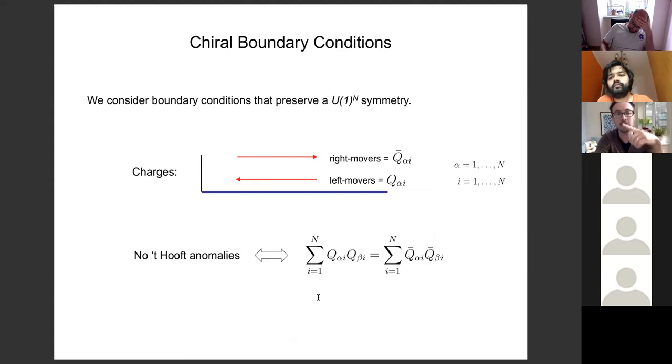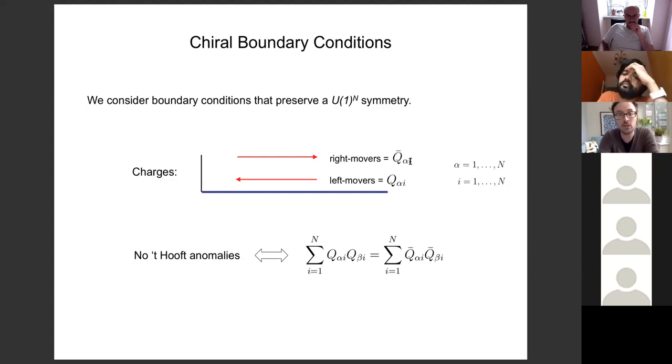All right, so this is the setup I'm going to be using. We're going to have n Dirac fermions, or 2n Majoranas, and I want to preserve a U(1)^n symmetry. So it's a maximal abelian symmetry for these Dirac fermions. The right movers are going to have charges Q bar, and the left movers are going to have charges Q under these symmetries. Q is a matrix. i goes from 1 to n and labels the fermion, and alpha goes from 1 to n and labels the particular U(1) symmetry that we're thinking about.